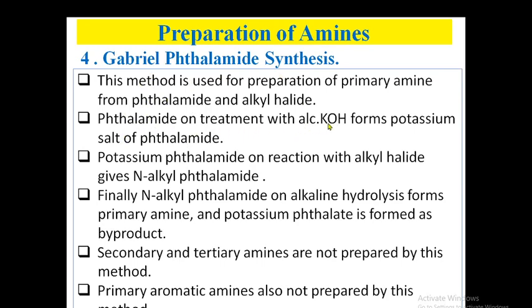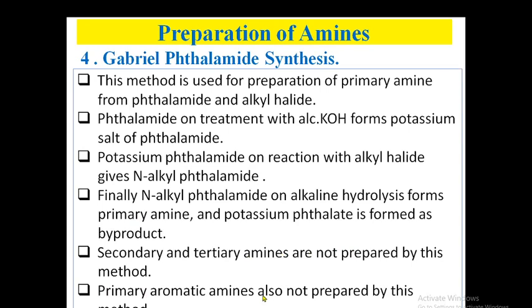Phthalimide on treatment with alcoholic KOH forms the potassium salt of phthalimide, which further reacts with alkyl halide to give N-alkyl phthalimide. And finally, this N-alkyl phthalimide on alkaline hydrolysis forms primary amines, and potassium phthalate is a side product or byproduct. So by this Gabriel phthalimide synthesis, secondary and tertiary amines are not prepared. Remember, that's a very important thing. Secondary and tertiary amines are not prepared by this method.